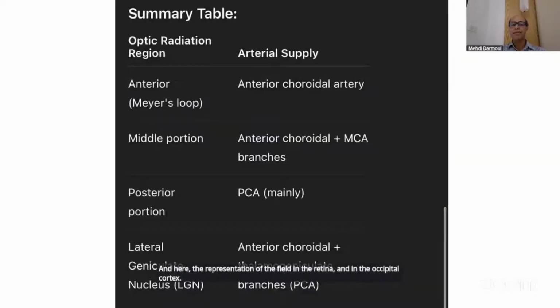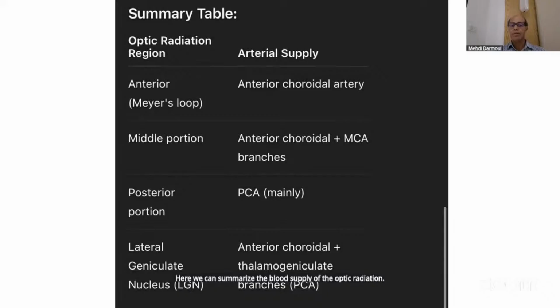Here we can summarize the blood supply of the optic radiation. The anterior Meyer's loop is vascularized by the anterior choroidal artery, the middle portion by the anterior choroidal artery plus a middle cerebral artery branch, and the posterior portion by the PCA. The lateral geniculate nucleus is vascularized by the anterior choroidal and thalamogeniculate branch of the PCA.